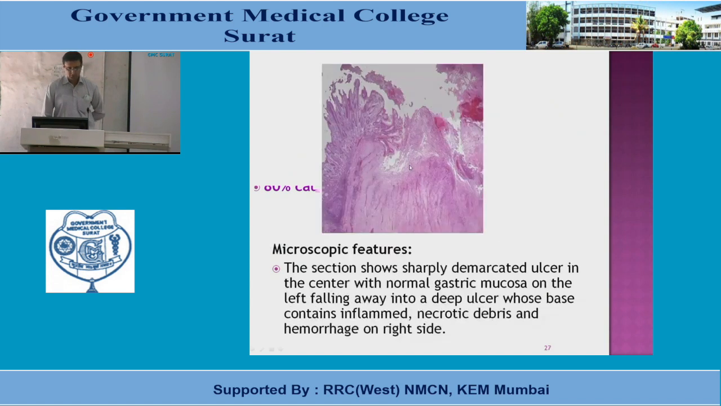Now in microscopic examination, here there is a normal stomach mucosa, intestinal, while here there is ulceration, or there is an inflammatory infiltrate due to chronic irritation, NSAID, H. pylori infection. So this is a histopathological slide of peptic ulcer, in which there is a sharply demarcated ulcer in the center with normal gastric mucosa on the left, falling away into the deep ulcer whose base contains inflamed necrotic debris and hemorrhage on the right side. Okay.